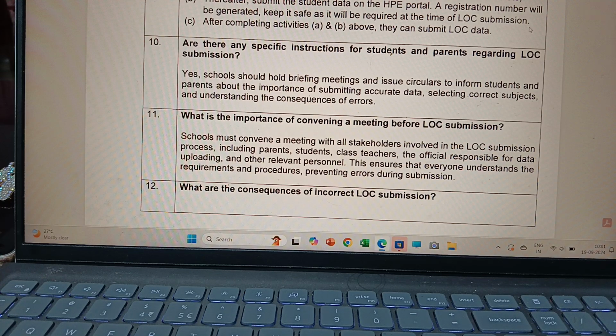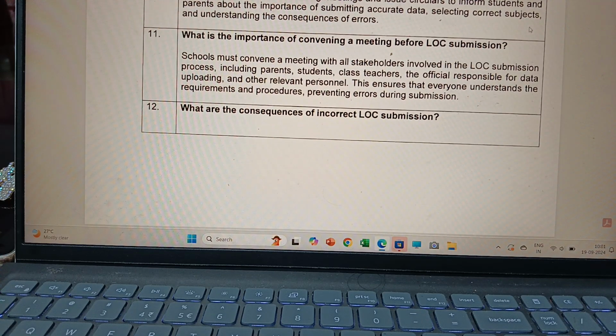11th question. What is the importance of convening a meeting before LOC submission? Schools must convene a meeting with all stakeholders involved in the LOC submission process, including parents, students, class teachers, the official responsible for data uploading, and other relevant personnel. This ensures that everyone understands the requirements and procedures, preventing errors during submission. They understand the seriousness of correct data.